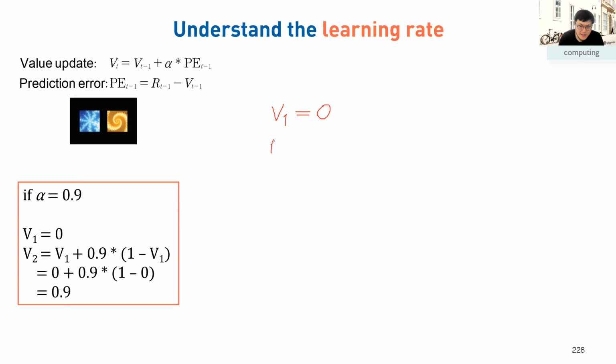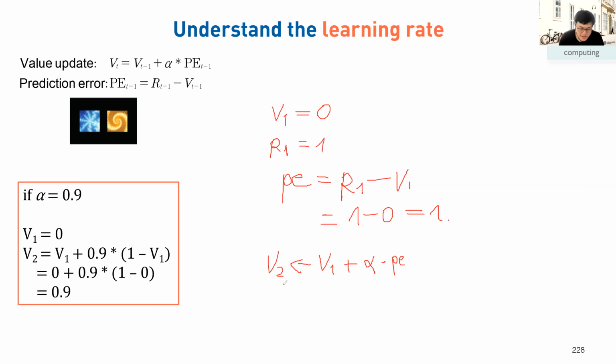And then let's say after making the choice, the reward is 1. Okay, so what is PE? PE basically equals the actual reward you get minus your previous value, right? Then this becomes 1 minus 0 equals 1. So PE is then multiplied with alpha, plus the value of the first trial, and then it becomes the value of the second trial.